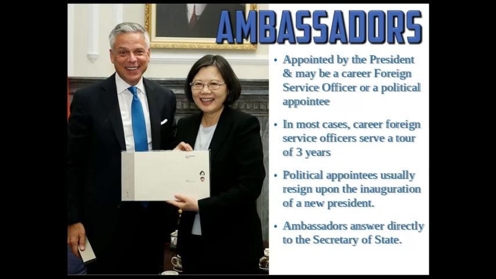And political appointees, these foreign service members, once a new president comes in, typically they're going to resign. And what that does basically is just give that new president an opportunity to appoint his own people.